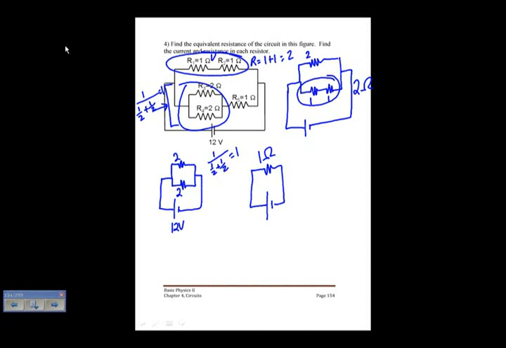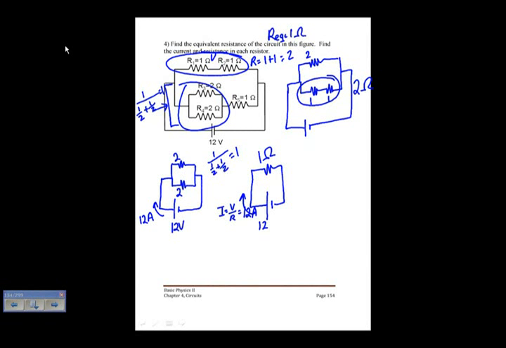So that's the first answer: the equivalent resistance equals 1 ohm. This is 12 volts. Now, I want to find the current and the voltage in each resistor. There are a variety of ways that you can go about this, but we'll just start from here. I know that on this circuit, I have a current equal to V over R. That's going to be 12 over 1, which is 12 amps. So I have a current of 12 amps going there.